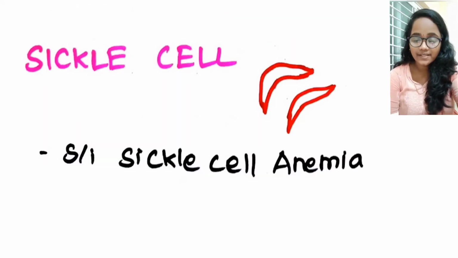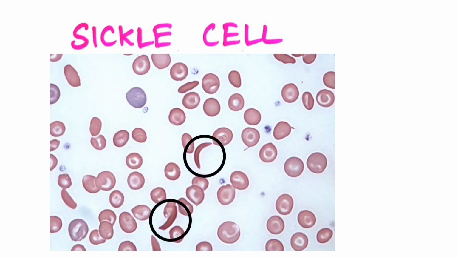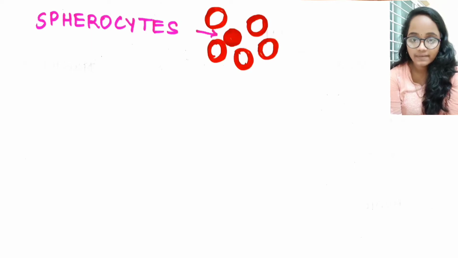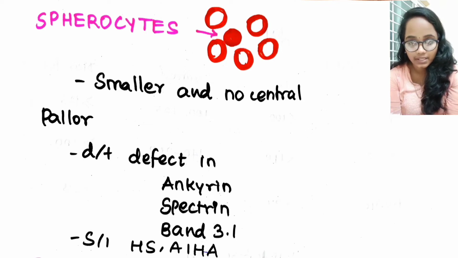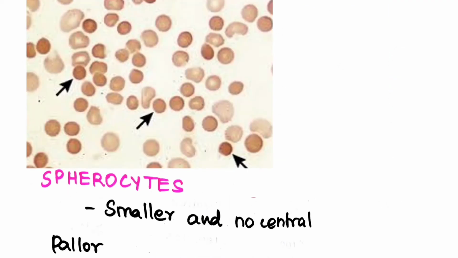Next, these are sickle cells. Sickle cells are seen in sickle cell anemia. Spherocytes are smaller RBCs which don't have central pallor. See, these RBCs are very small and spherical in shape. They are seen in hereditary spherocytosis and autoimmune hemolytic anemia. Hereditary spherocytosis is mainly due to a defect in ankyrin, and is also seen in spectrin and band 3 defects.